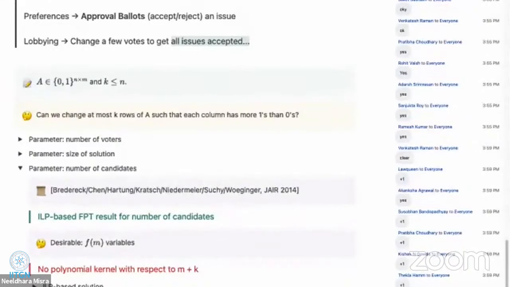Let's think about how we will come up with an ILP-based solution. Recall that for the ILP-based solution to work, you need the number of variables to be bounded as a function of your parameter, which in this case is the number of candidates. So again, any suggestions for what the variables should be? The solution is the number of rows that are affected, right? So what can we do in terms of capturing that in an ILP with a bounded number of variables, where the bound is in terms of the number of candidates? What is a natural way of relating the number of voters to the number of candidates?